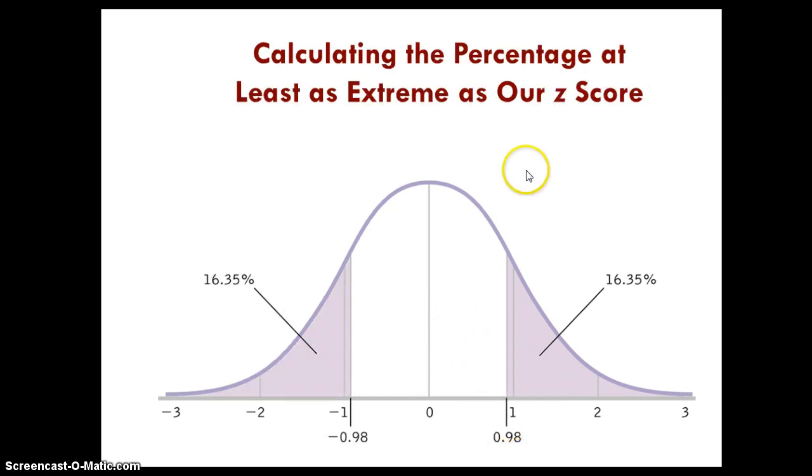We can also talk about calculating a Z-score at least as extreme as a particular Z-score. And this will come in handy when we start doing hypothesis testing, as we're going to find Z-score cutoffs, and then we're going to put a certain amount in each tail of the distribution. In this case, we have 16.35% in each tail. So we're saying at least as extreme as our Z-score. What percent of scores are as extreme or more extreme than our Z-score? And so we would add these two values together, and it would give us 32.7%.